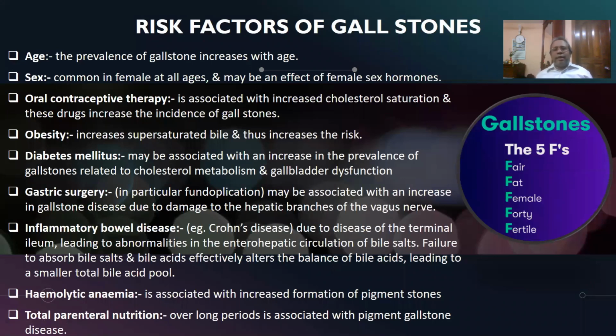So during that surgery, the vagus nerve is preserved. But during dissection to preserve the vagus nerve, that is the time when there is a chance of injury, and damage to the hepatic branch of the vagus nerve. If the hepatic branch of the vagus nerve becomes damaged, the gallbladder function becomes impaired. So there is a chance of gallstone formation after gastric surgery, like gastric fundoplication.